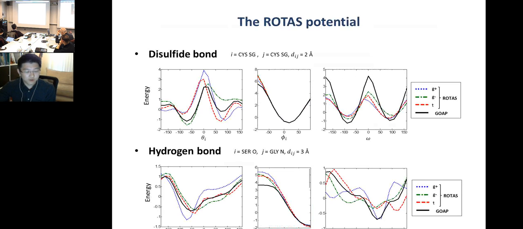And here are a few energy curves in the ROTAS potential. So for comparison, we include the GOAP potential, which corresponds to the orientation-dependent statistical potential, which does not account for the rotamer dependence of interactions. So all examples, as you can see, show that the energy profiles significantly vary depending on their rotamer state.